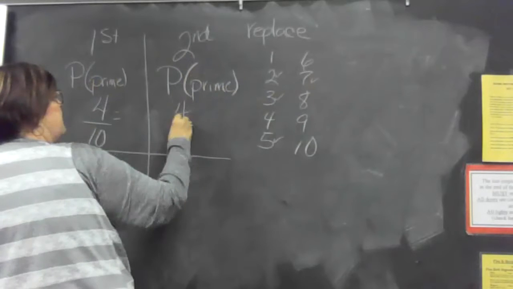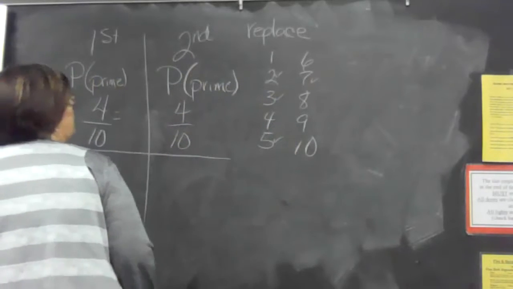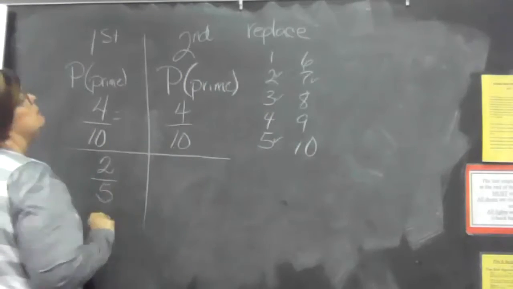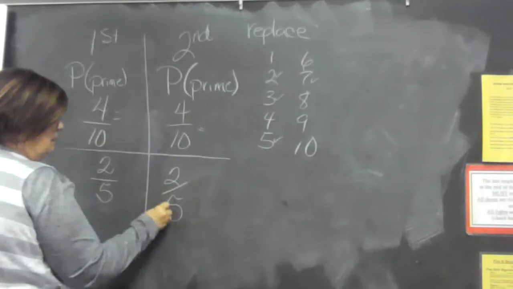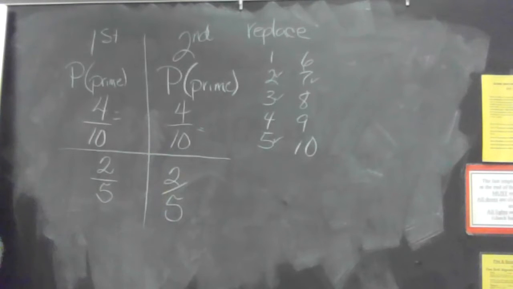So it's 4 chances out of 10 again, because we have 10 cards. And is it 4? Yeah, because we put it back in. 4 out of 10, so 2/5, right? Now, if both of those have to happen, that's an and.